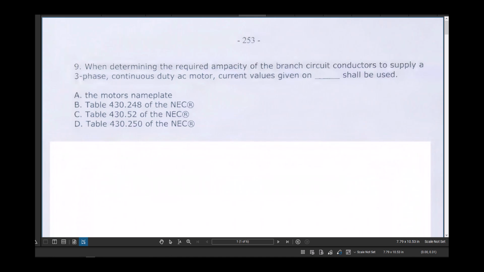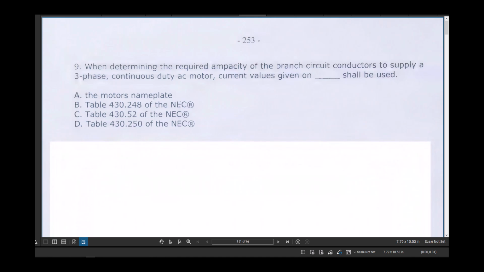Question 9. When determining the required ampacity of the branch circuit conductor to supply a three-phase continuous duty AC motor, current values given on A. the motor's nameplate, B. Table 430.248 of the NEC, C. Table 430.52 of the NEC, D. Table 430.250 of the NEC, shall be used.